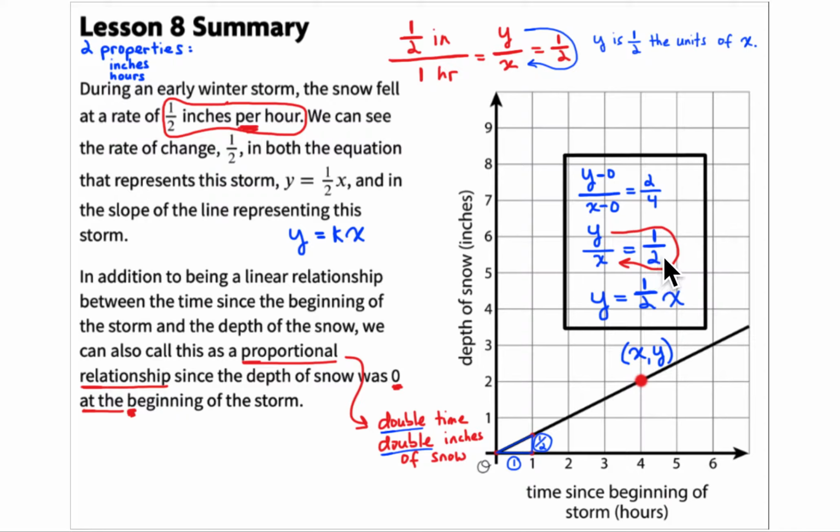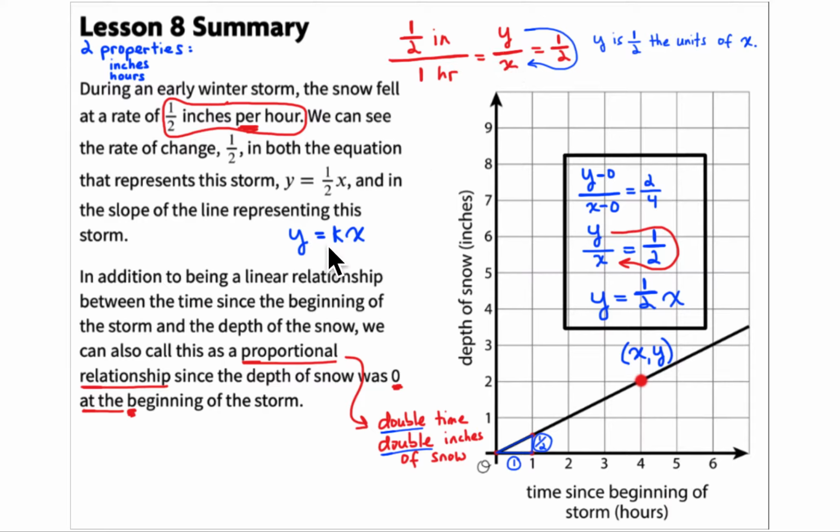So the slope is going to stay the same. And it's telling you that the units of y are 1/2 the number of units of x. And so the equation is y is equal to 1/2 the number of units of x. Y equals 1/2 x.